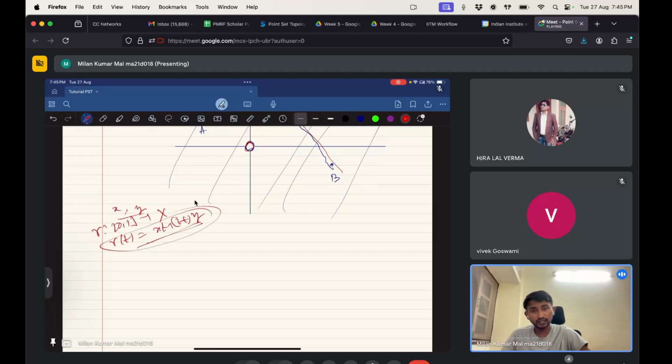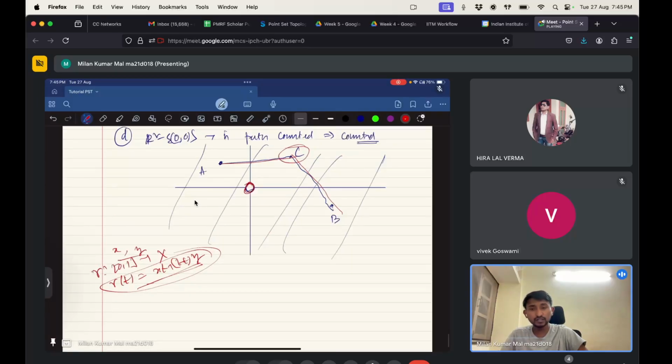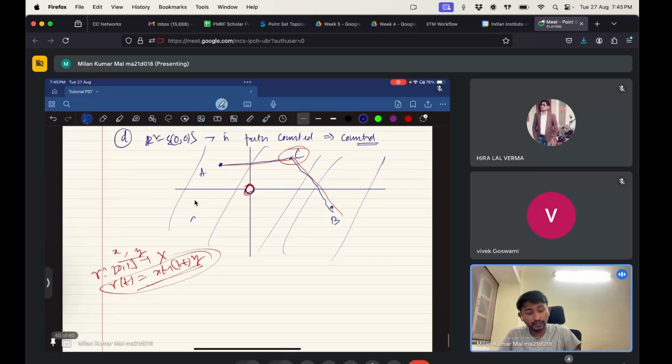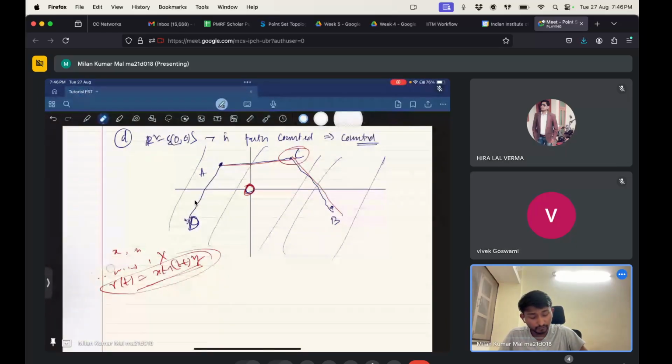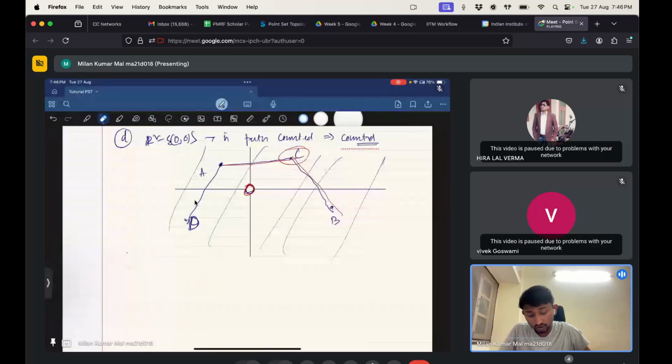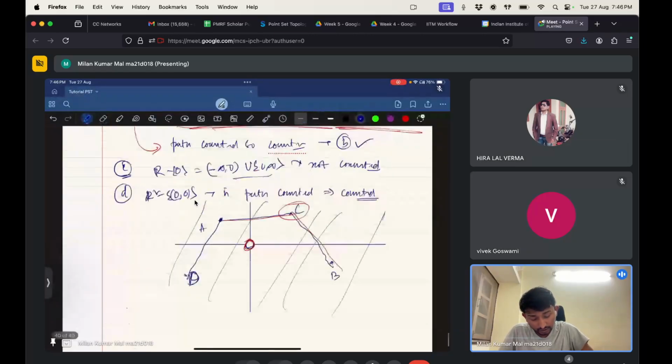If this gamma of t contains the point 0, then you have to use a third point C. If it does not contain 0, you can just take the direct line. For example, if I want to find the path from A to D, why would I take another third point? Directly I can connect here. So that means this is path connected. So this R is actually connected. I think this is clear now.